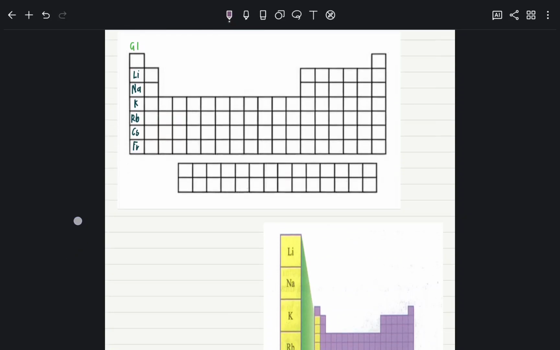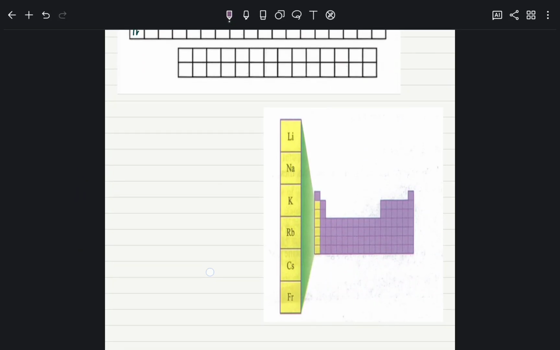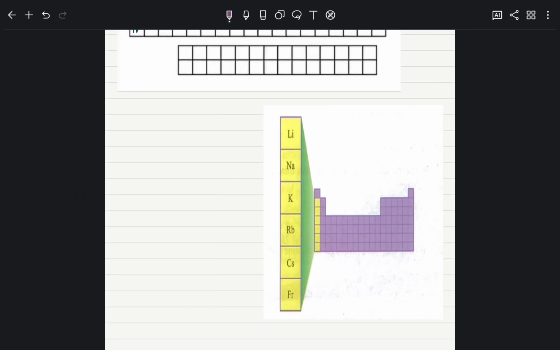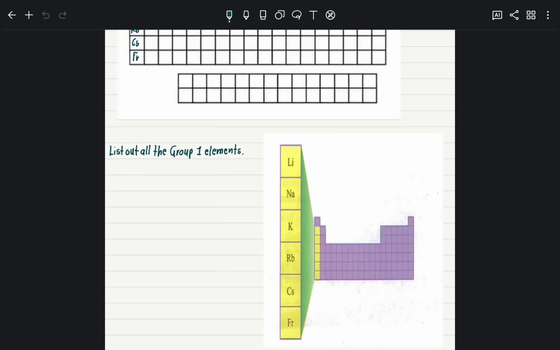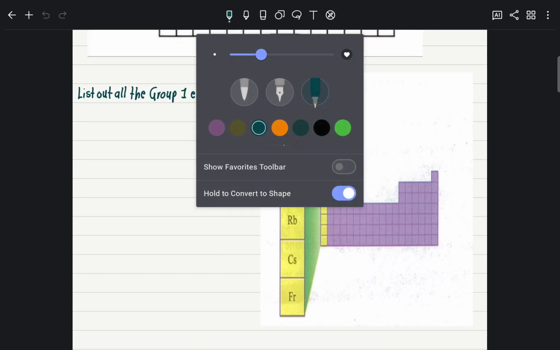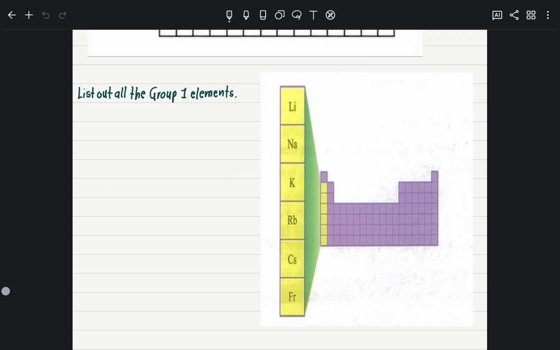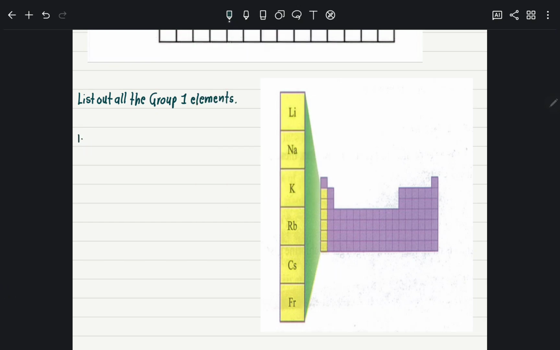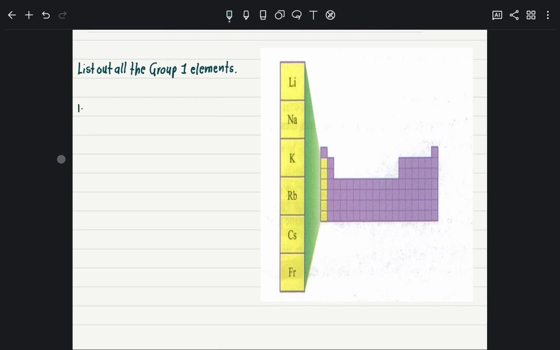So done this issue, then I crop out this diagram, you can see in your textbook. This is the diagram. My first question for you, for my tuition students, saya dah pernah bagi dah: list out all the group 1 elements. So I ask for the elements in group 1, right? You should list it out accordingly. So the first element, is it lithium or hydrogen? Remember, hydrogen is not a group 1 metal. So group 1 starts with lithium.